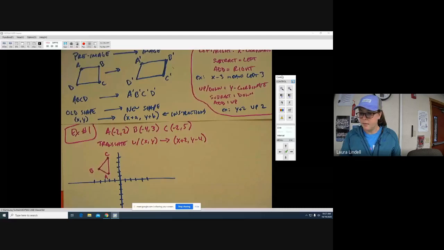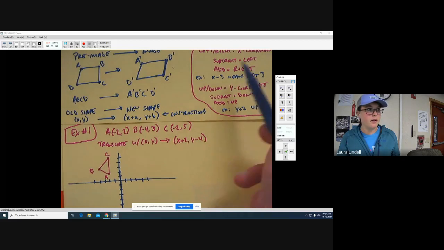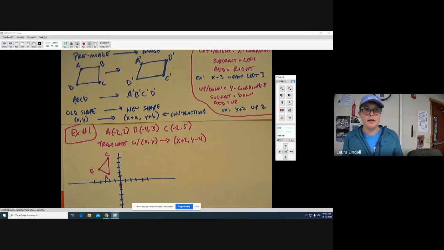So we want to translate it with these instructions. The first thing I like to do once I've graphed my original shape is figure out what my instructions are telling me. Looking back at our notes from up here, what is x plus 2 telling me? Type in the chat if you think you know. Nice. Yeah, we are going to go 2 to the right.